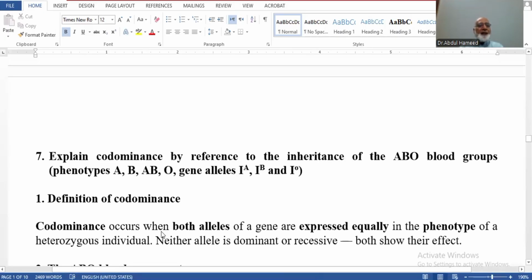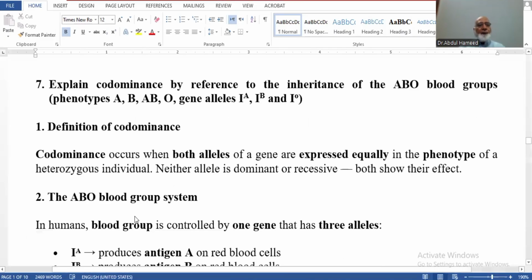The seventh subtopic is to explain codominance by reference to inheritance of ABO blood group phenotypes A, B, AB, O. So the genes, the alleles, responsible for that: capital I A, I for immunoglobulin, I A meaning the one for antigen A, I B the one for antigen B, and I O, this immunoglobulin does not have any antigen on it.